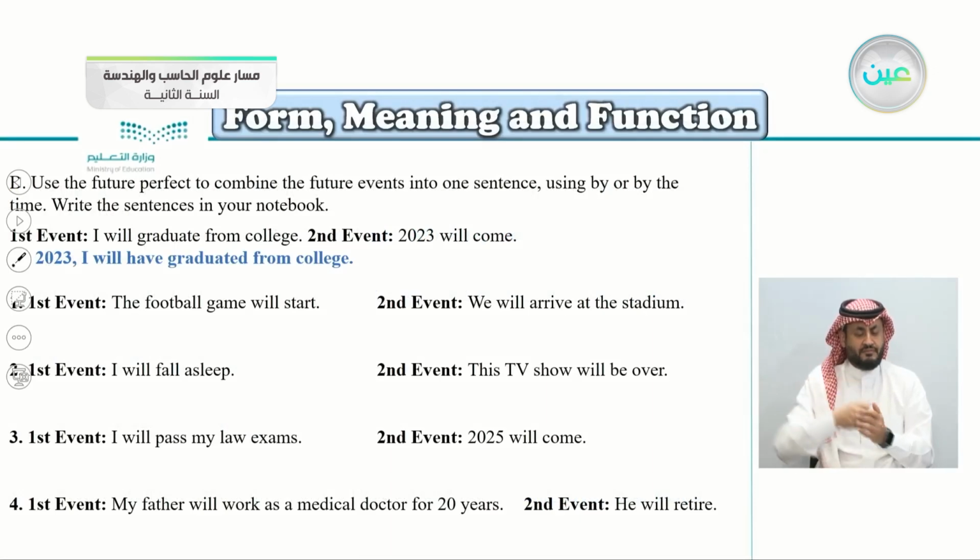Exercise B here, use the future perfect to combine the future events into one sentence using by or by the time. Write the sentences in your notebook. The first one is already done. The first event, I will graduate from college. The second event, 2023 will come. So by 2023, I will have graduated from college.